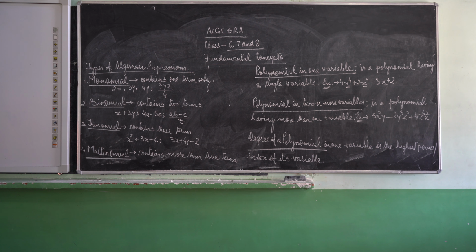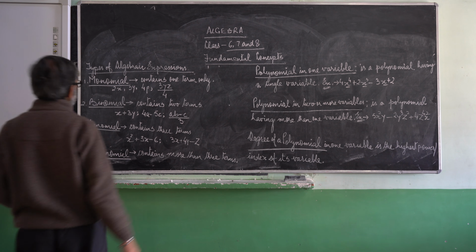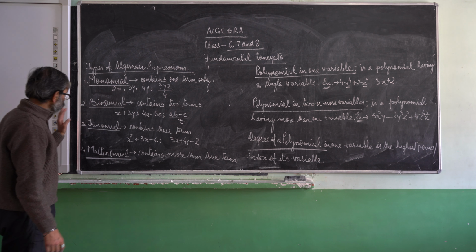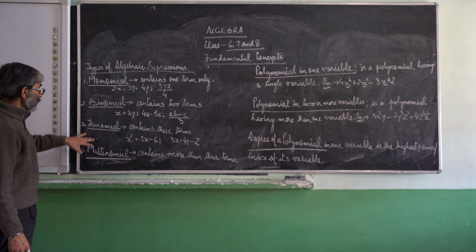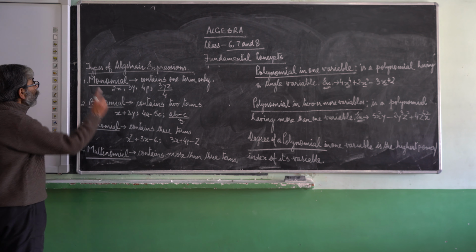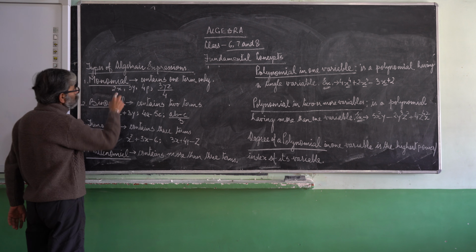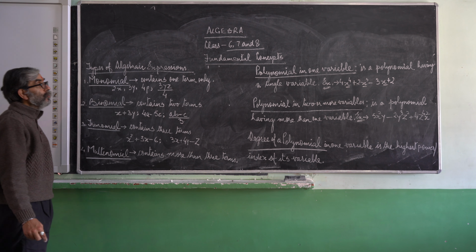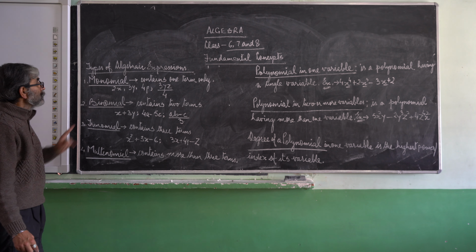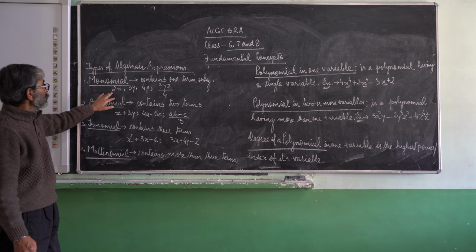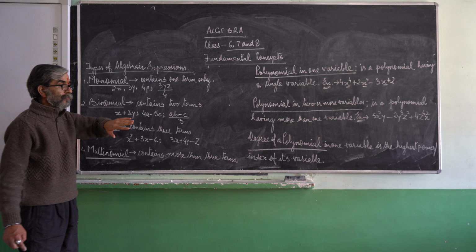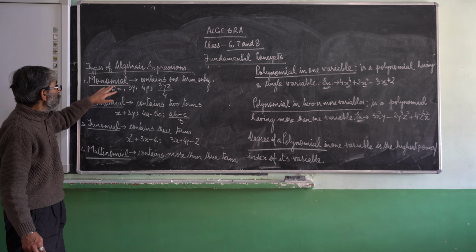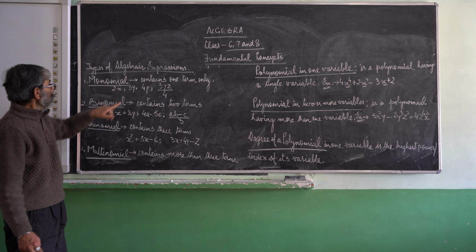Now we come on to the types of algebraic expressions. There are basically 4 types of algebraic expressions: monomial, binomial, trinomial and multinomial. A monomial is an expression which contains only one term. Examples are given to you: 2x, 3y, 4p, 3yz upon 4.